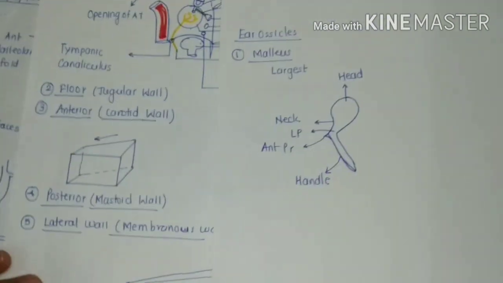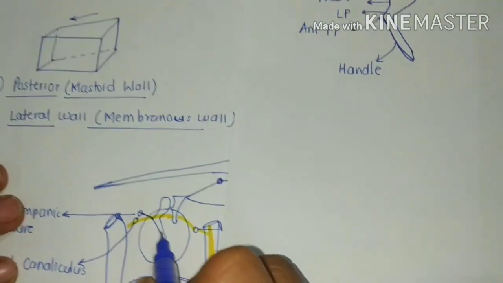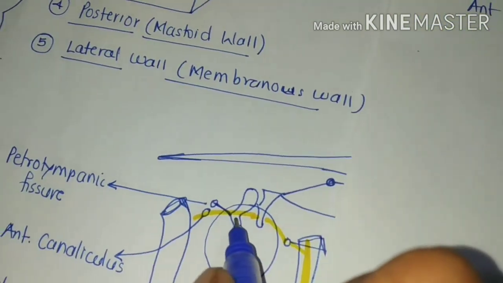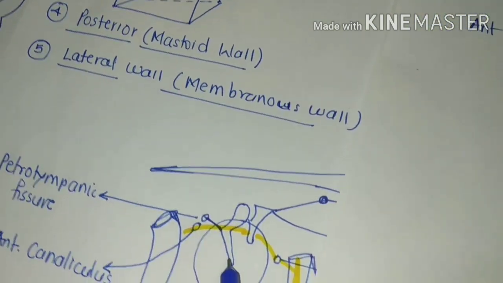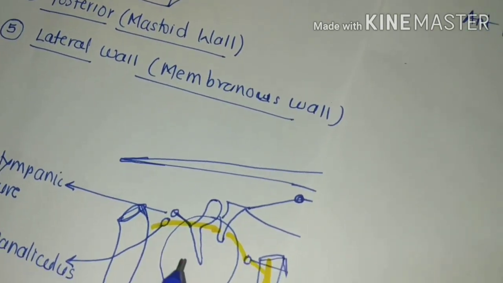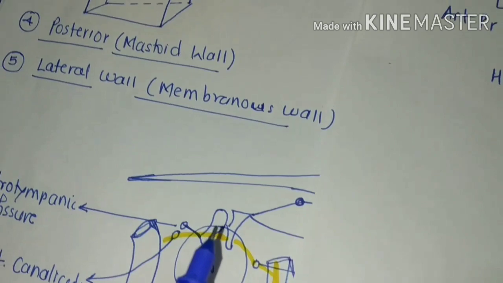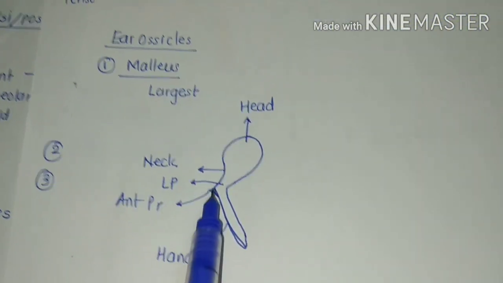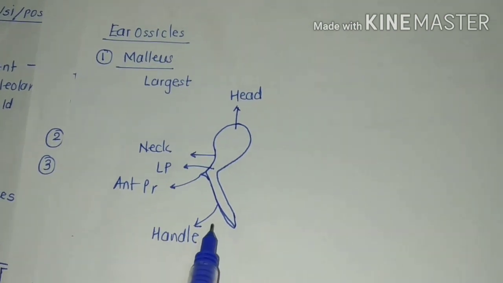And then finally the handle of the malleus. The handle of the malleus runs downward, backward and medially, and it is attached to the upper half of the tympanic membrane, and it receives the insertion of tensor tympani muscle. Clear? So this is about the malleus, head, neck, anterior process, lateral process, and the handle.